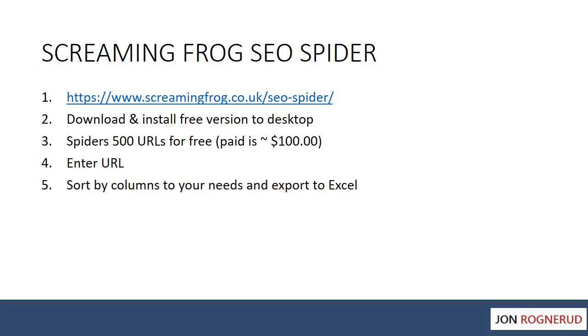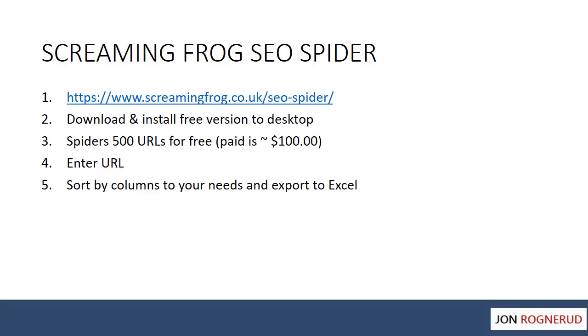Here's the URL, screamingfrog.co.uk. Yes, they are in the United Kingdom, /SEO-spider. There's a free version there. You can just download it and install it to your desktop. That free version gives you 500 URLs for free. If you want the paid version, it's a one-year license, renewable each year, about $100 US. To get started, you simply enter your website address, and it goes ahead and spiders, and you'll see it in a second.